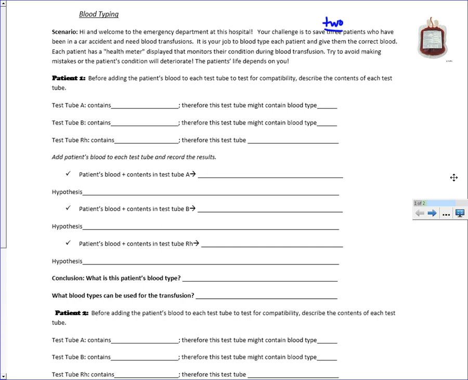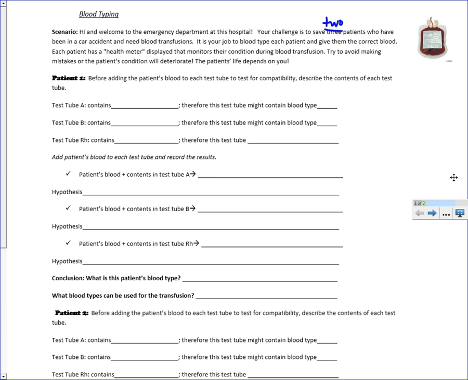It is your job to blood type each patient. What does that mean, blood type? Maya? To find their blood type. Good. Each patient and give them the correct blood. What do we mean by give them the correct blood? The match. The same type? Is it always the same type? Okay, so what do we mean by giving them the correct blood then?